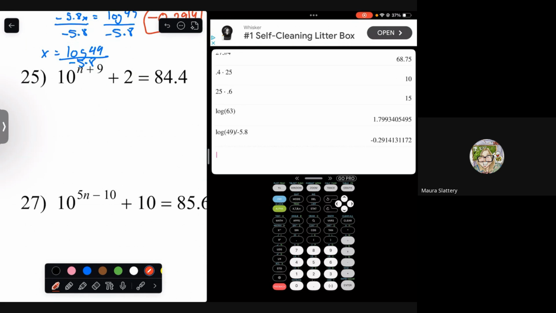All right, 25. So, what's different about 25? Read. Yeah. So let's get this 10 to the power of something by itself. To get rid of that 2, what are we going to do? Subtract 2. So I get 10 to the power of n plus 9 is equal to 82.4.